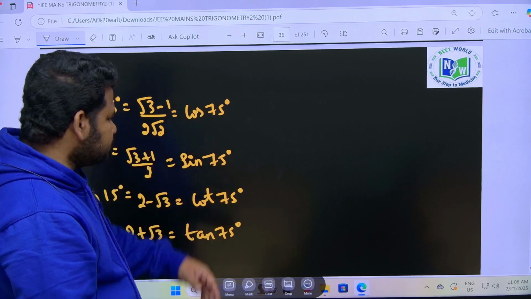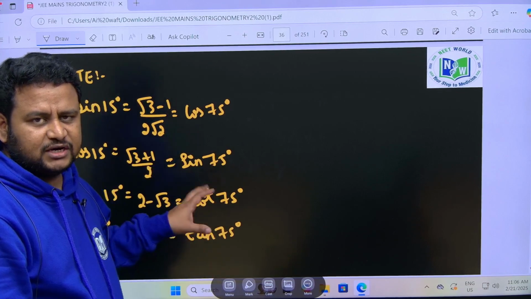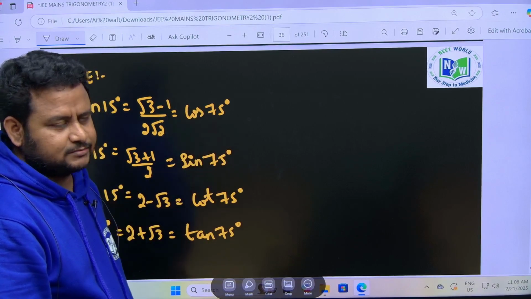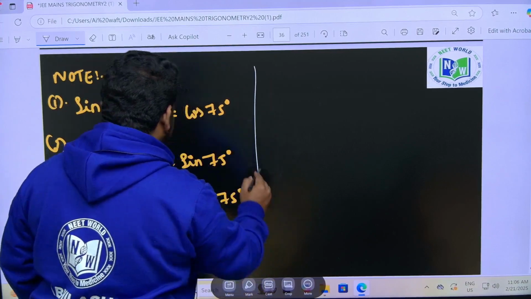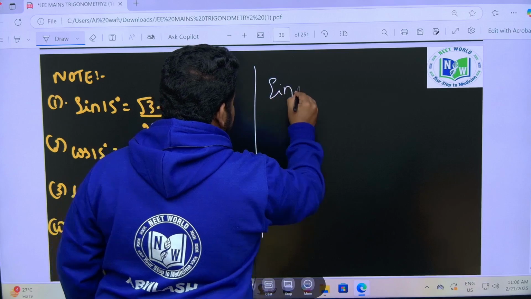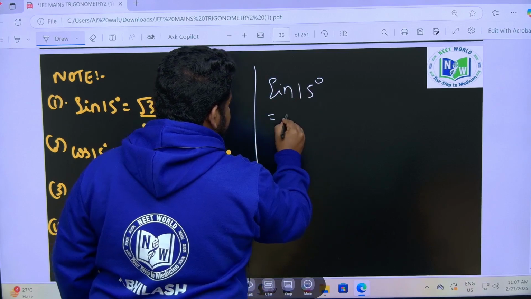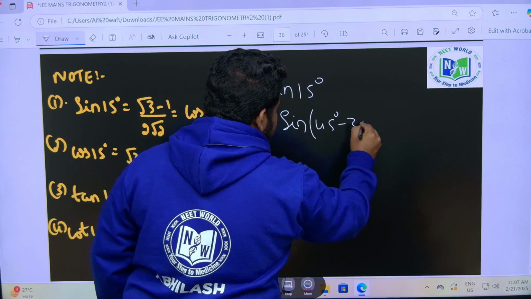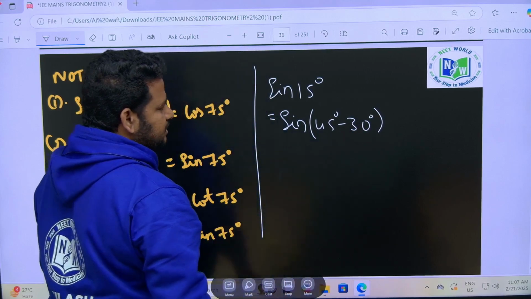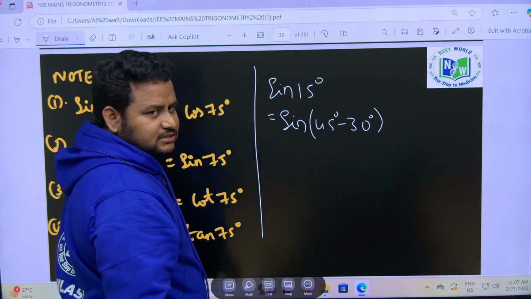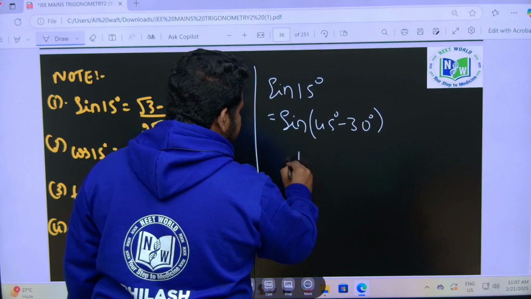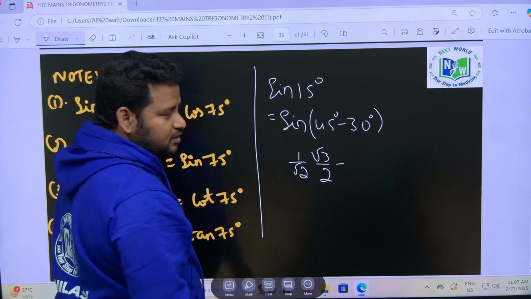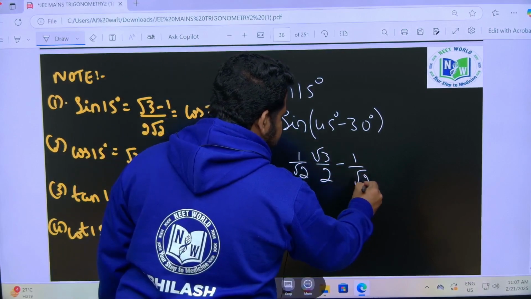Okay, suppose you don't know the value, how to derive it? I don't suggest you derive it, I want you to remember this. But still I will tell you how to derive it. So, we are having sine 15 degree. Sine 15 degree, you can write it as sine 45 minus 30 degree. So, sine 45 minus 30 degree is sin A cos B, minus means minus, cos A sin B. So, sine 45 is 1 by root 2, cos 30 is root 3 by 2, minus cos 45 is 1 by root 2 and sin 30 is 1 by 2.